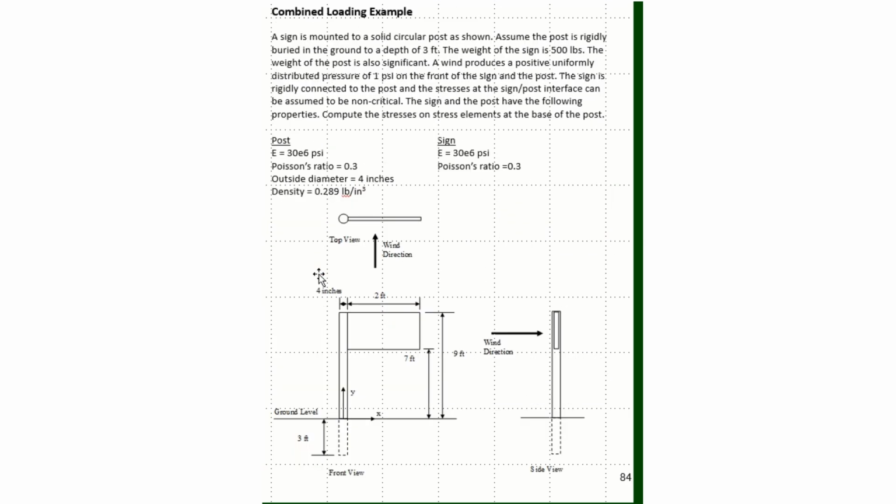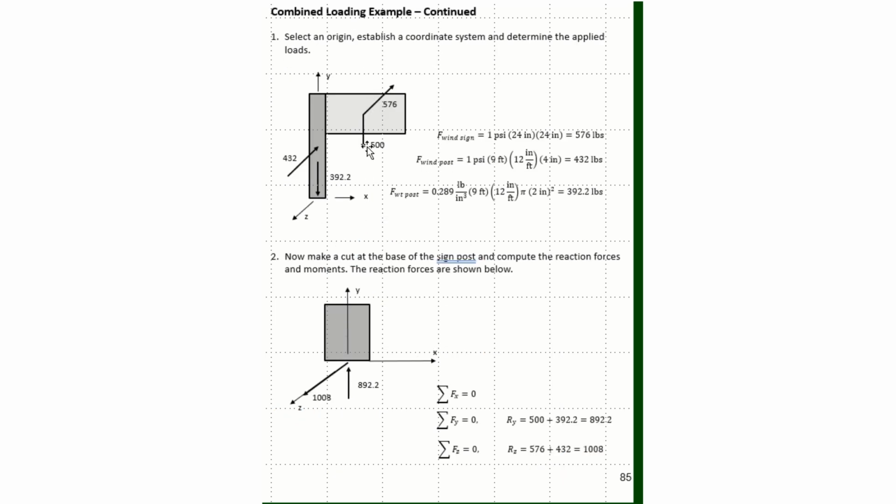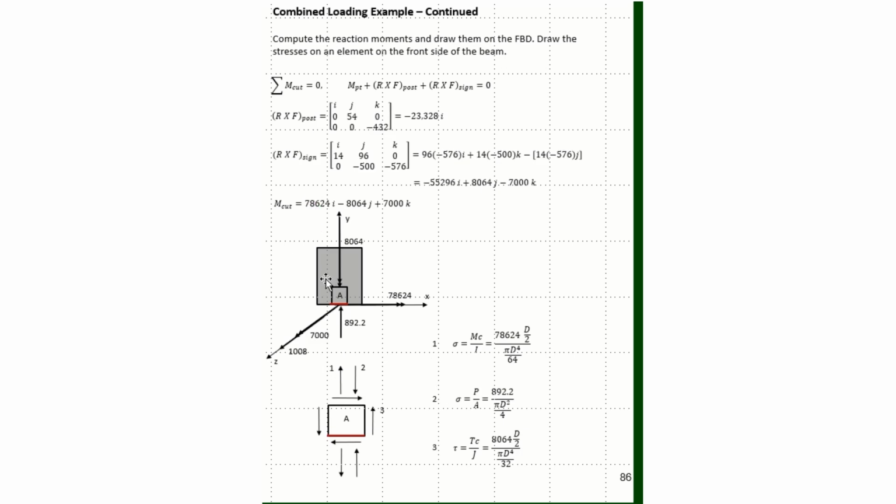We then looked at this example here, and we had this signpost in a windstorm. We determined our reaction, or our applied loads, were the weight of the sign pulling down at 500 and 576 pushing in to the paper, 432 for the wind on the post, and then a weight of 392 down here. So I sum forces and moments, and I get these reaction forces and moments acting on element A, and I come through and ask what each one of these will do.